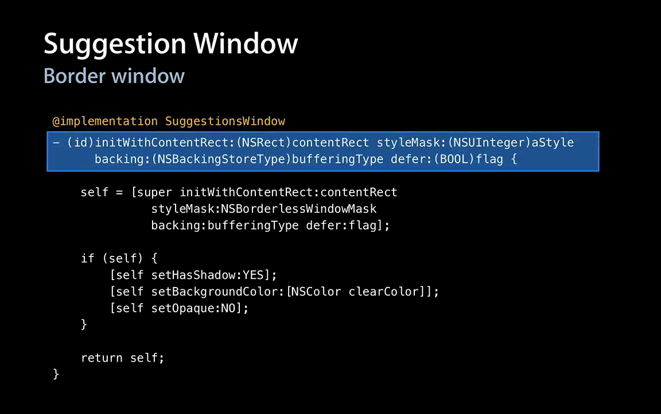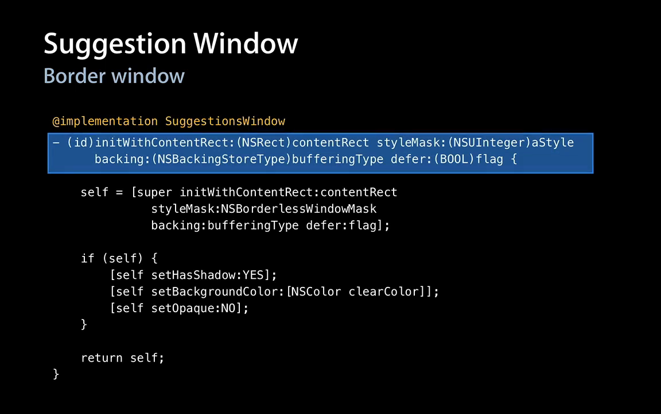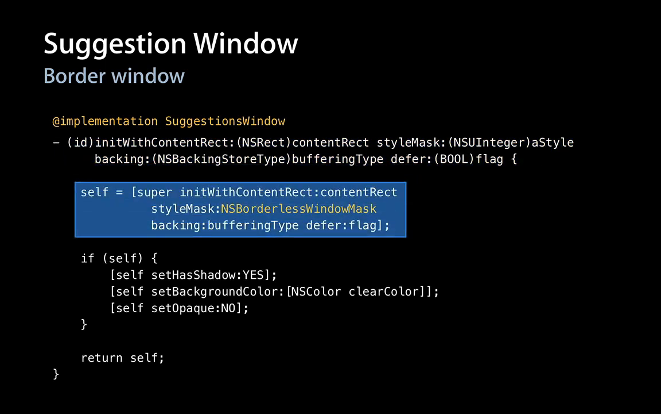In this window, the designated initializer is init with content rect, style mask, backing, defer. So we're going to override the designated initializer, and when we call up to super, we're always going to send the NSBorderlessWindowMask as the style mask. So regardless of what's set in Interface Builder, when this gets called, we're going to create a borderless window. Or if you call it programmatically, you'll get a borderless window.